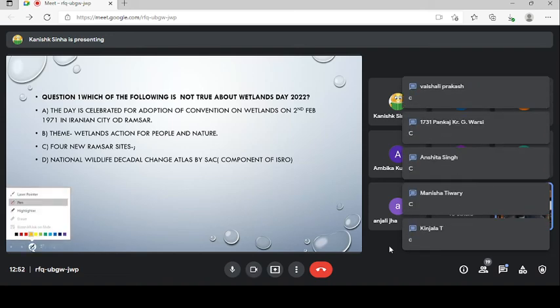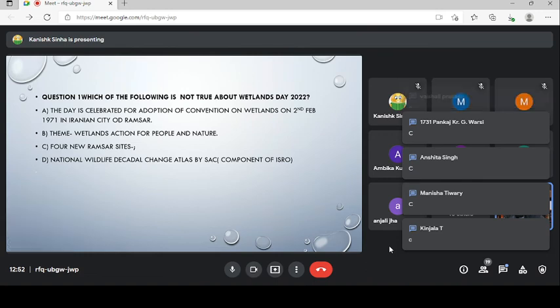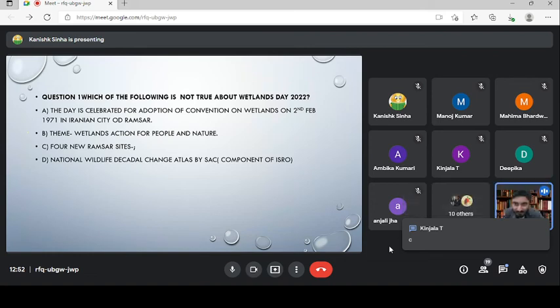Good, guys. So the day is celebrated for the adoption of the Convention on Wetlands on 2nd February. This is true. The theme was Wetland Action for People and Nature. 4 new Ramsar sites? No, guys, 2 new Ramsar sites have been added this year. So they have asked which of the following is not true about Wetlands Day 2022. Okay, guys, that is important. The National Wetland Decadal Change Atlas is by SAC, that is the Space Applications Centre, a component of ISRO. Very good, guys.